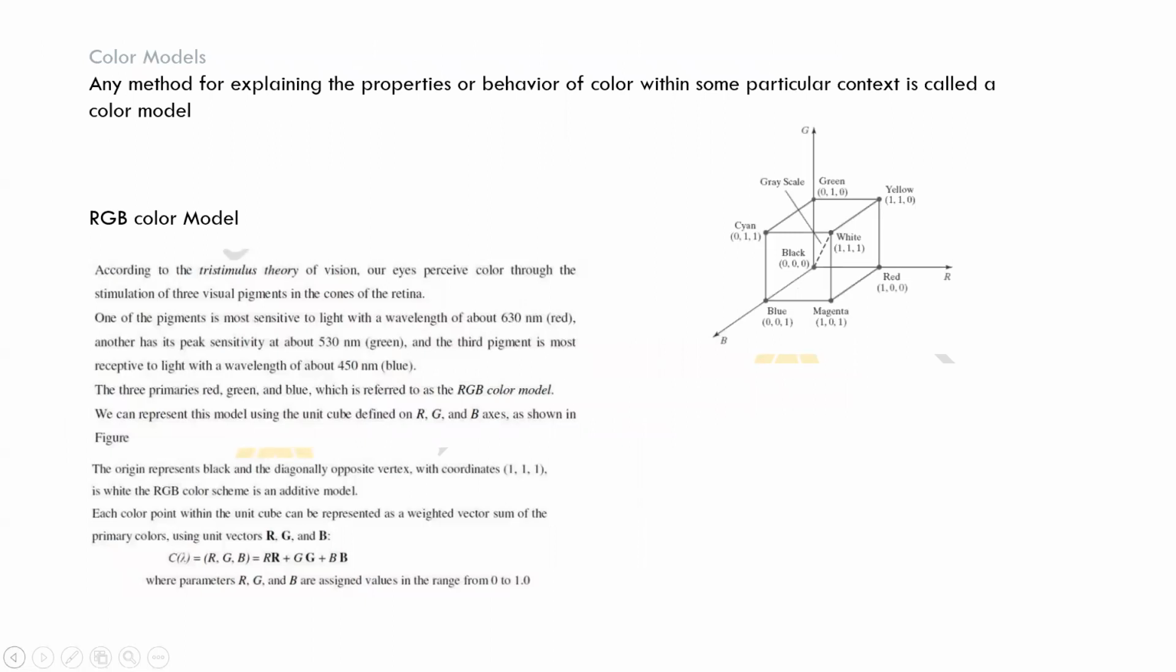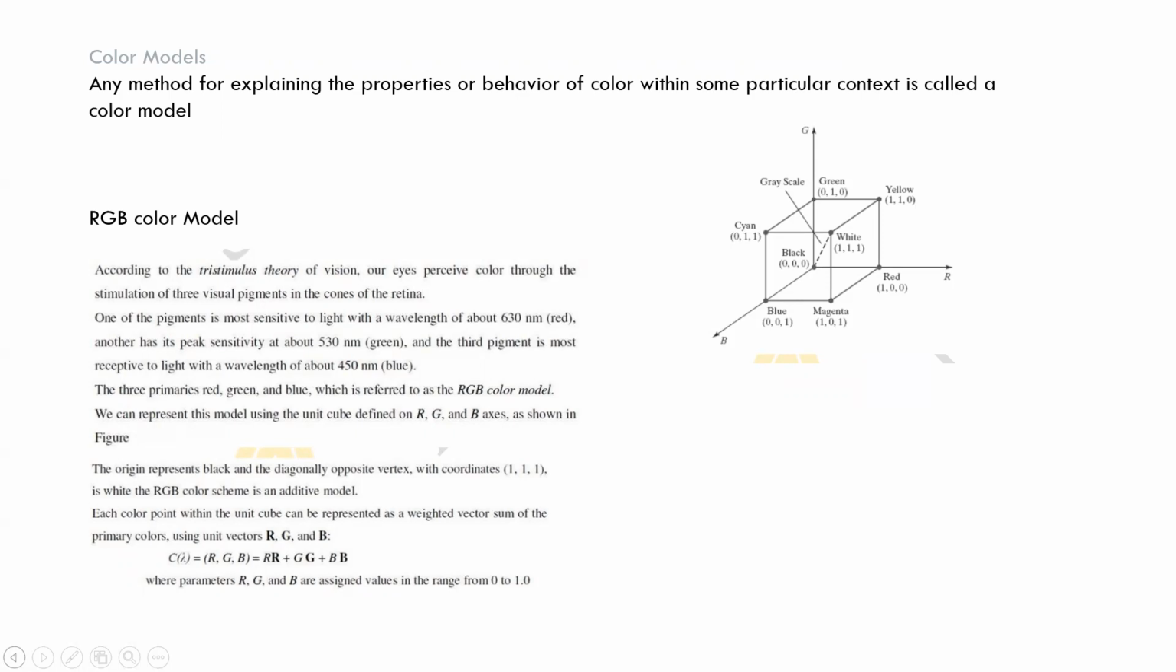So another important topic that we are discussing is all about the color models. So what is a color model? Any method for explaining the properties or behavior of color within some particular context is called a color model. So here is a basic diagram of how a color model will be executed with the RGB color model. Next, what is the RGB color model?